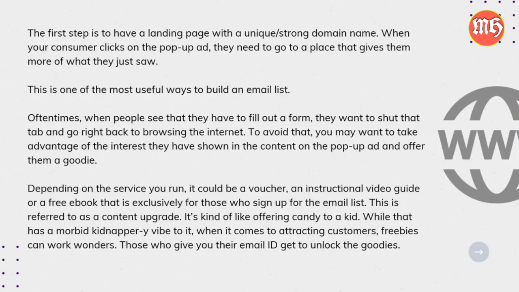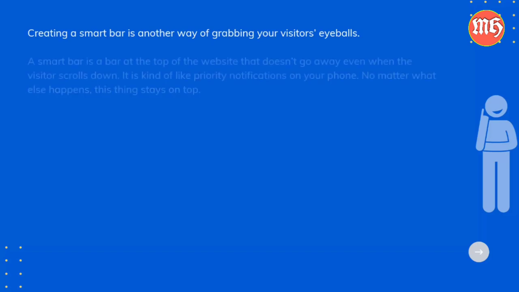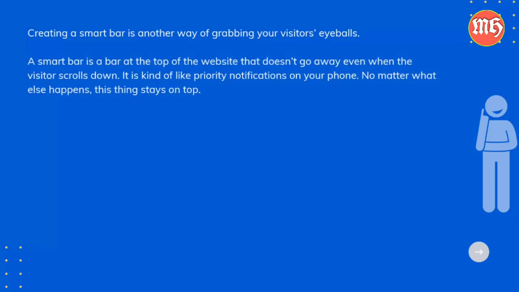Those who give you their email ID get to unlock the goodies. Creating a smart bar is another way of grabbing your visitors' eyeballs. A smart bar is a bar at the top of the website that doesn't go away, even when the visitor scrolls down. It's kind of like priority notifications on your phone. No matter what else happens, this thing stays on top.